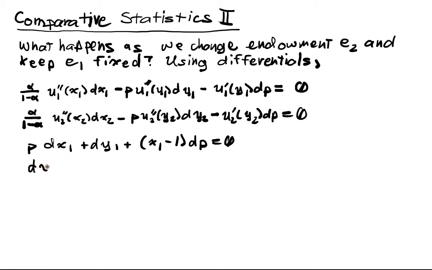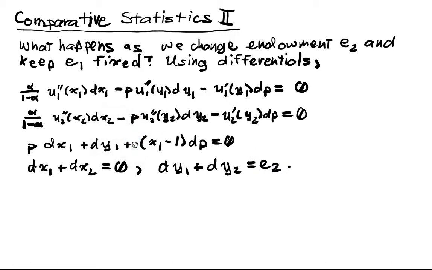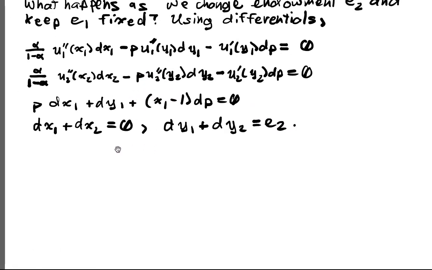So the last equation, of course, is dx1 plus dx2 is equal to 0, which means as I change x1, the amount in good 1, then I have to change x2 by the same negative amount. And we also have dy1, because the endowment 1 is staying fixed, we're assuming, plus dy2 is equal to dE2. And that's our system of equations, and it's linear.